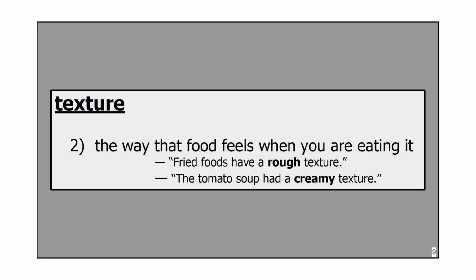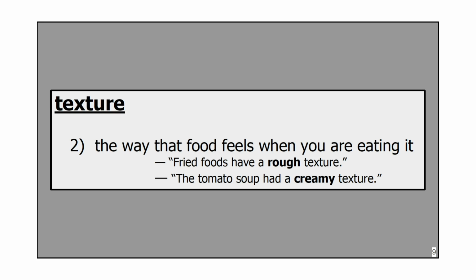Another definition of texture is this. Texture is the way that food feels when you are eating it. The key word here is feels, as opposed to how something tastes. When we describe the texture of something we're eating, we are not describing the flavors. Flavor descriptions use the taste senses. Instead, we are using our feeling senses to describe the quality of food or beverages inside of our mouths or against our hands.